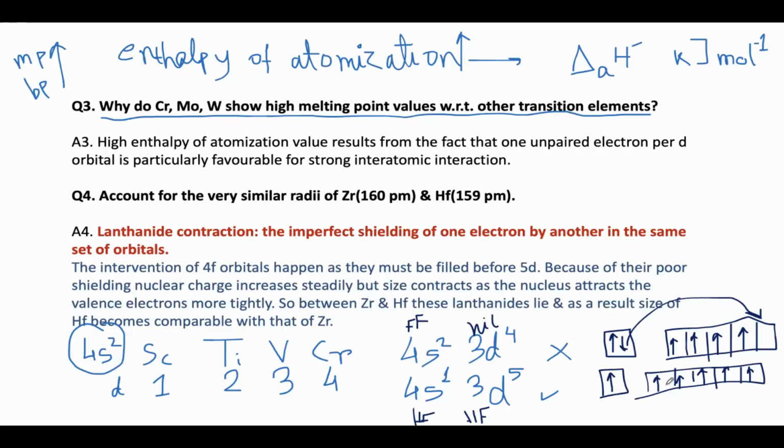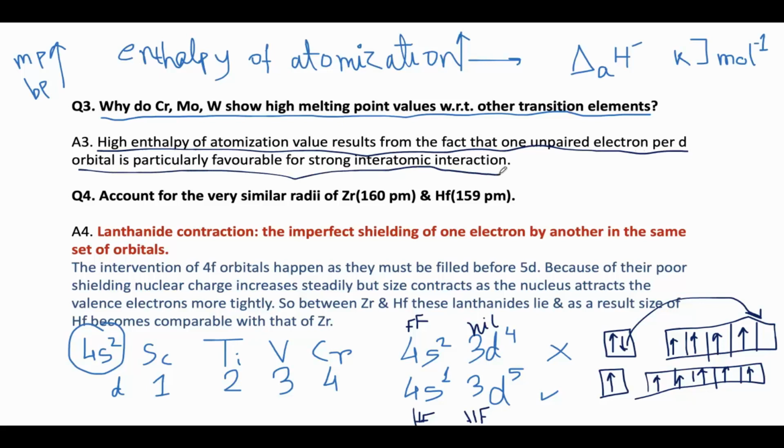So from d5 we will come to d4. So d5 is the maximum limit of the unpaired electron for a d element or the d block element. Now, as you can see here, for your reference, I have written here: high enthalpy of atomization value results from the fact that one unpaired electron per d orbital is particularly favorable for strong interatomic interaction.